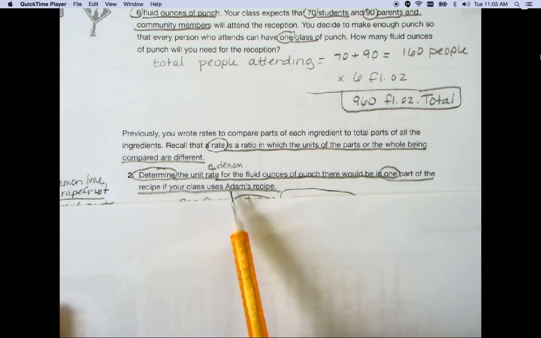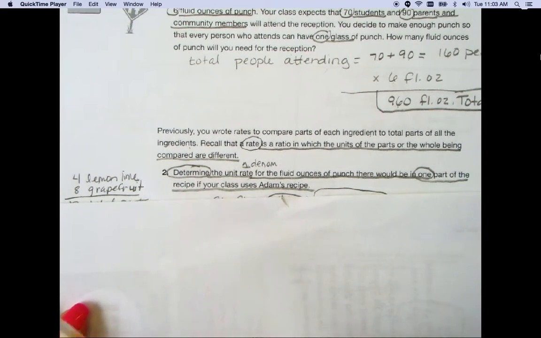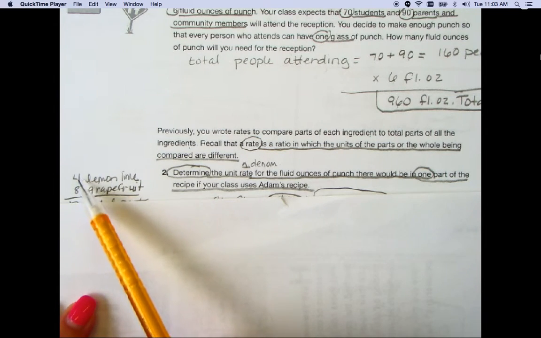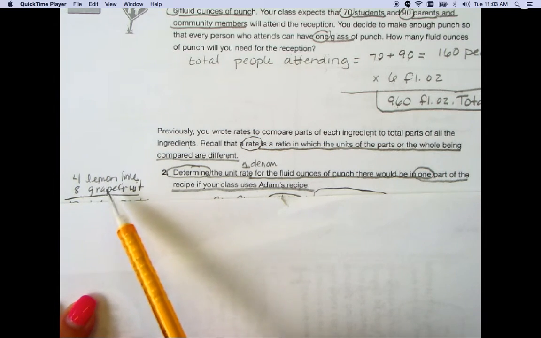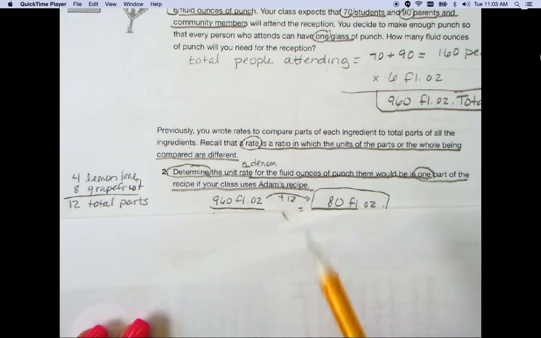So we're going to be using Adam's recipe here. To save myself some time, I turned back to the recipes on the prior page and rewrote that Adam had 4 parts of lemon lime and 8 parts of grapefruit. That was 12 total parts.